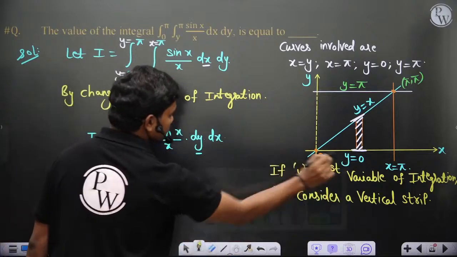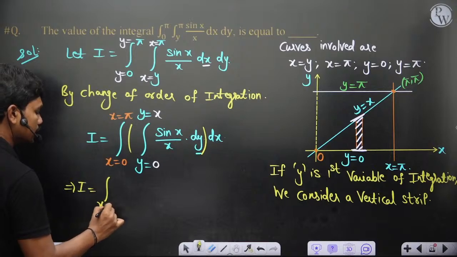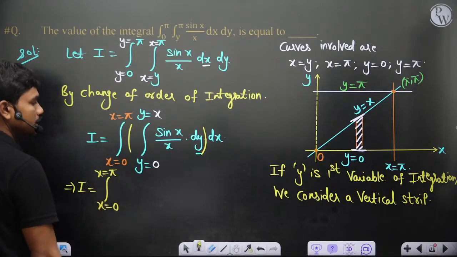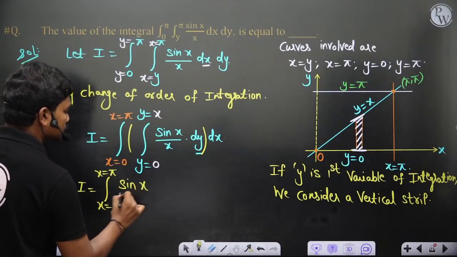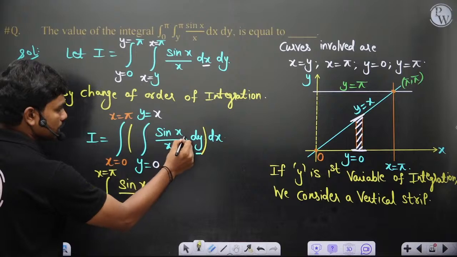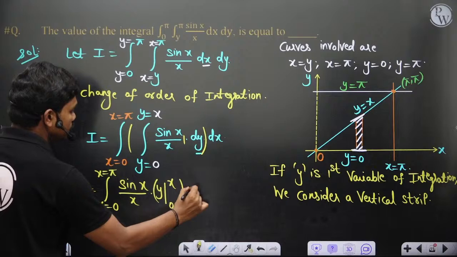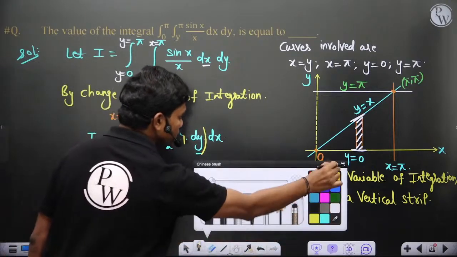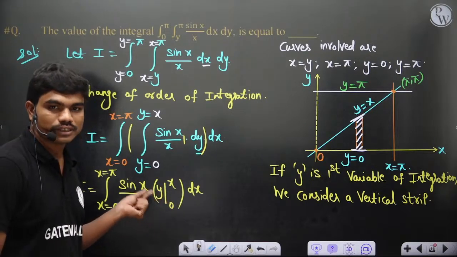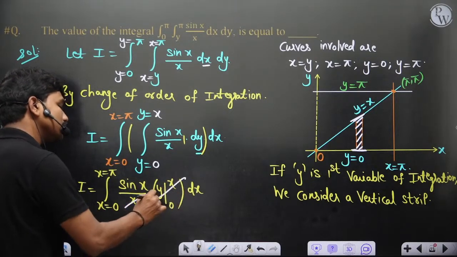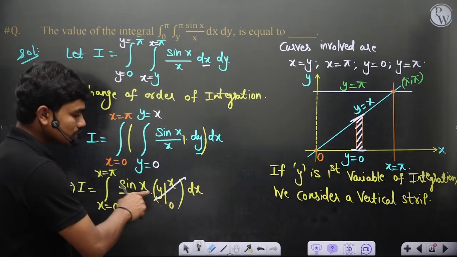Let's first evaluate this integral by treating x as constant. The integral value is x from 0 to pi. When you are integrating with respect to y, this complete function sin x by x is a constant, so integration of 1 is y, and this y has the limits 0 to x, dx. When you substitute limits, this value becomes x minus 0, which is x. So this x and this x get cancelled. Is this step clear to all of you?